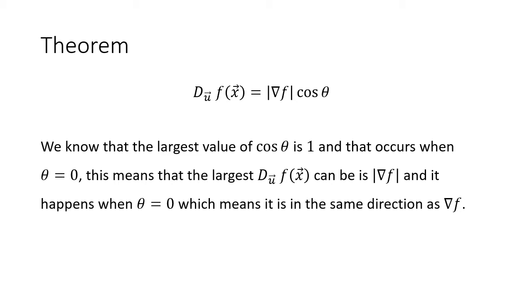The biggest it can be is, well, 1, which means the biggest my directional derivative can be is whatever that gradient of f is going to be, because it'll be the gradient of f times 1. And that is going to happen when theta equals 0, which means it has to be the same direction as my gradient.